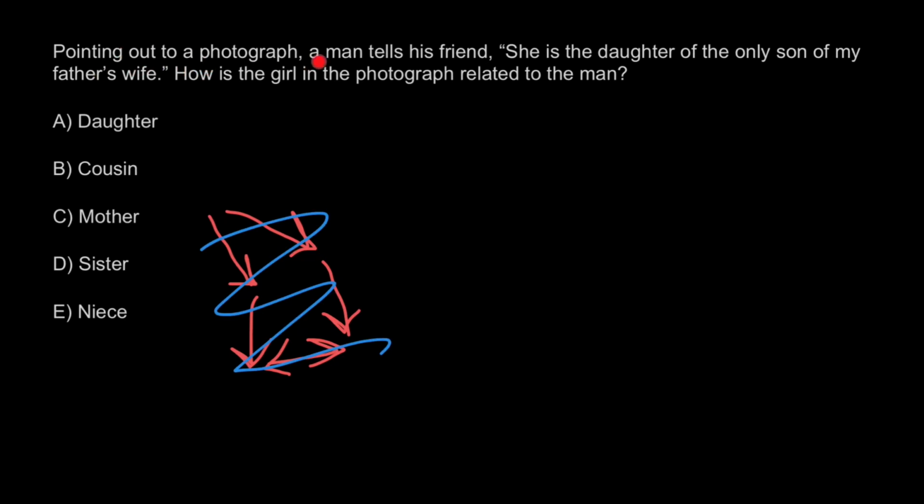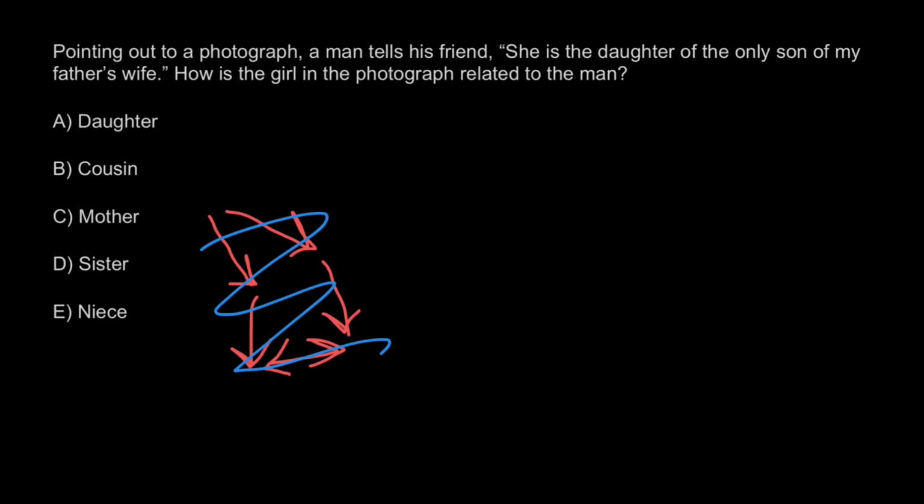Pointing out to a photograph, a man tells his friend, "She is the daughter of the only son of my father's wife. How is the girl in the photograph related to the man?" I recommend you to stop the video here, try to solve this problem on your own first, and when you are ready, you can run the video again and compare your answer with my answer and explanation.